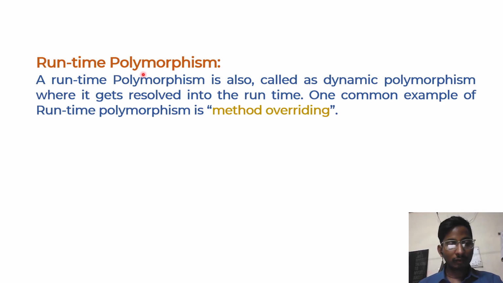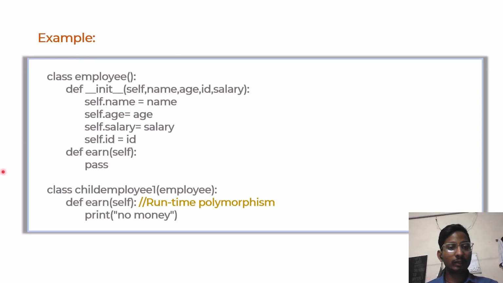Runtime polymorphism. So what is runtime polymorphism? Runtime polymorphism is also called dynamic polymorphism, when it gets resolved at runtime. One example of runtime polymorphism is method overriding. So this is an example of method overriding.